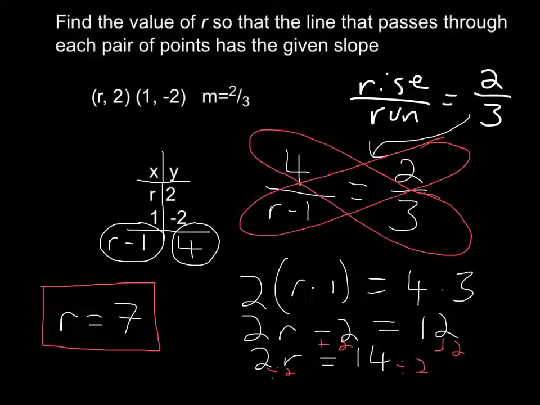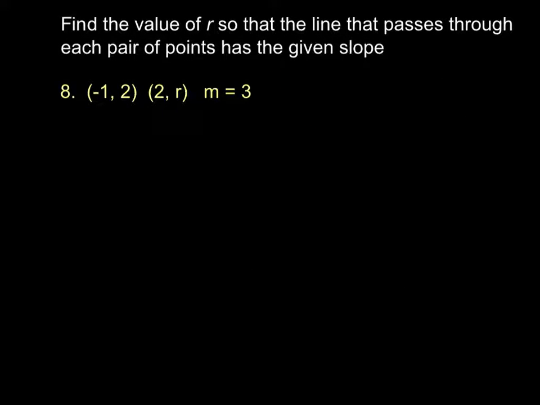So I have found a value of r where if I plug it back into here, the slope between those 2 points will equal 2/3. For question 8, we do the same thing. This time we have a table with the first x and y value being -1, 2, and 2, r.